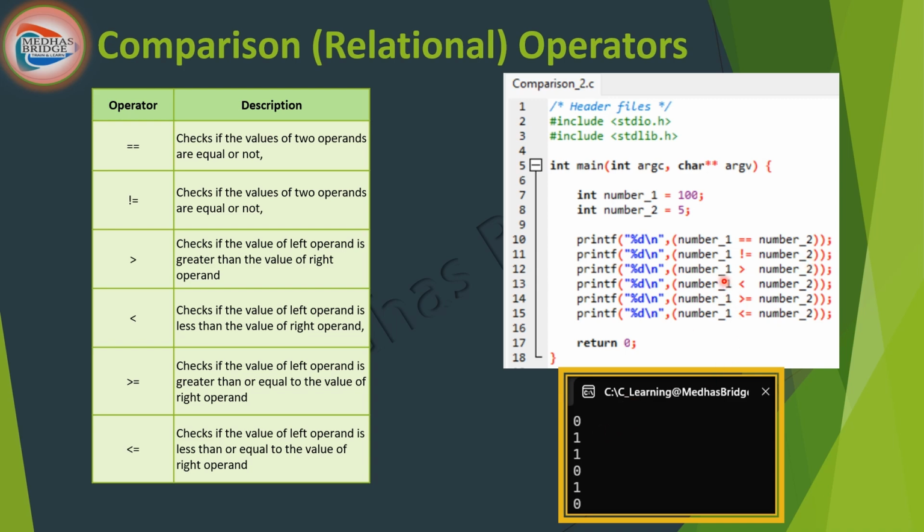Get it? Now num1 is greater than num2. You agree? 100 is greater than 5, so this logical expression returns true. So you can always see how these comparison operators help you compare two operands and return the result as a logical value. Either it can be 0 or 1, true or false. True means 1, false means 0.